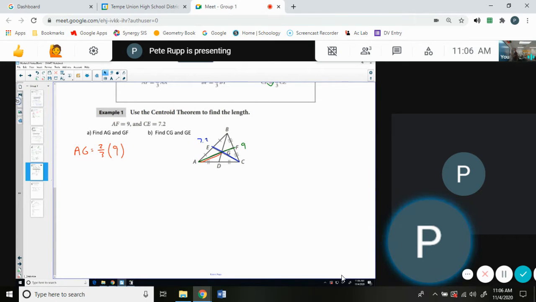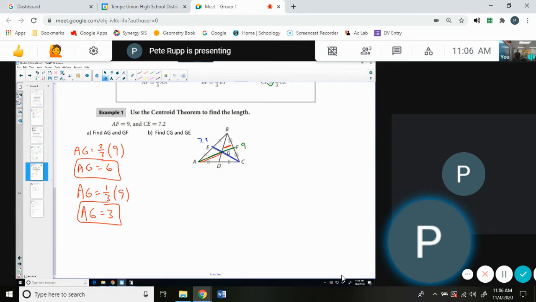So if AG is 2/3 of 9, that means AG equals 6. Okay, so there we go for AG. GF is this other part of it here, so it's the 1/3 part. So GF equals 1/3 of 9. Another way to say that is 9 divided by 3, or you can use some logic here. If the whole thing is 9 and this piece is 6, that makes GF equal to 3. So any of those ways, you can think about that one.